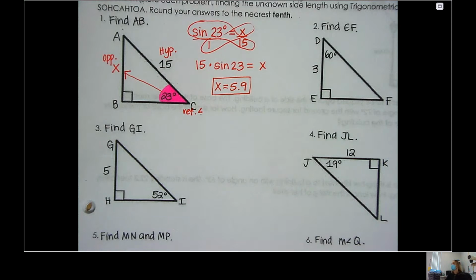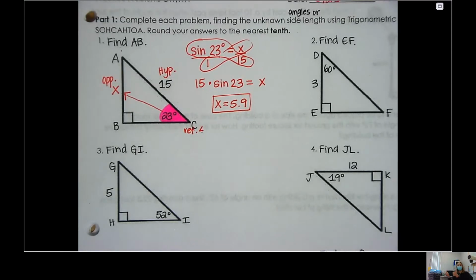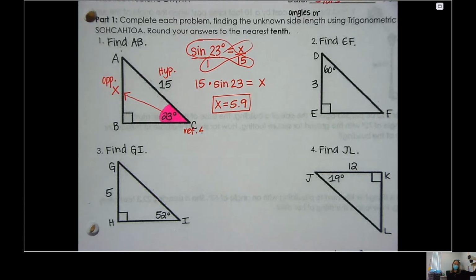Okay, questions? Yes. Yeah. Questions on that problem? We feel okay? Feeling all right? All right, then we're going to jump. I'm going to do 4 and 6, okay? And then I'll let you do the other ones on your own.